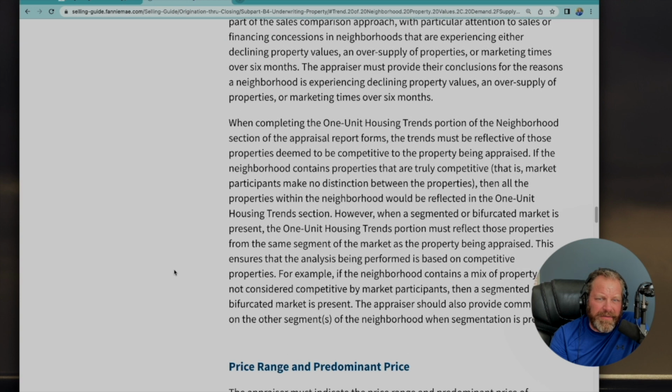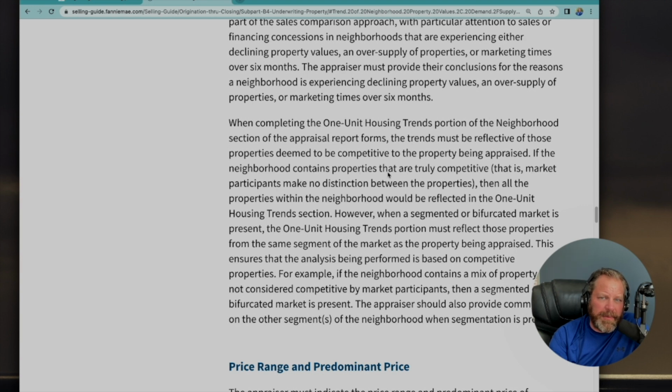So if we come down here, this is what I want. And let's just look at this real quickly. I'm reading this right from the Fannie Mae guideline. When completing the one unit housing trends portion of the neighborhood section on the appraisal report forms, the trends must be reflective of those properties deemed to be competitive to the property being appraised. Did you hear that? Deemed to be competitive. So not the universe of sales, not the universe of listings, but those that are in competitive nature with your subject property. Properties deemed to be competitive to the property being appraised.